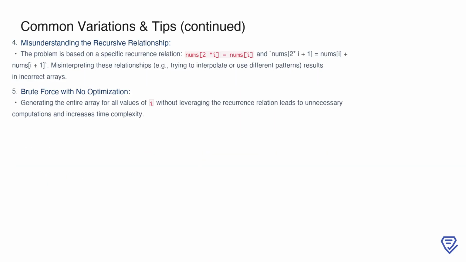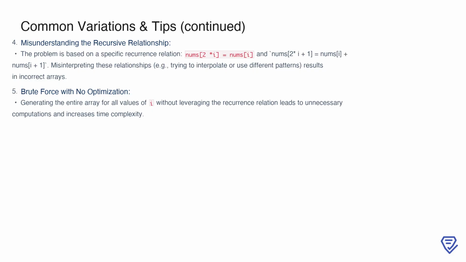Another frequent mistake is misunderstanding the recursive relationship that defines the problem. The recurrence relations are clear: nums[2i] is equal to nums[i], and nums[2i+1] is nums[i] + nums[i+1]. Misinterpreting or modifying these relations, such as trying to interpolate values or create new patterns, will result in incorrect arrays.